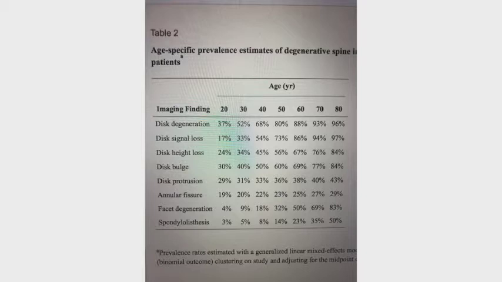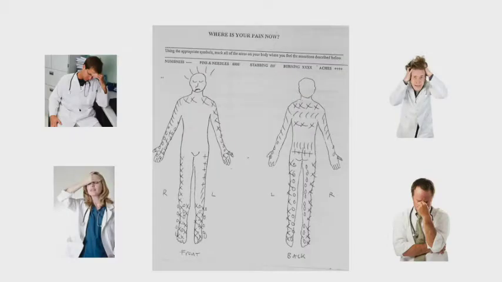This is age-specific prevalence of degenerative spine findings in asymptomatic patients. The best word is missing from the slide, I apologize. 50% of 30-year-olds, 80% of 50-year-olds have disc degeneration, signal loss, facet degeneration, disc protrusion, disc height loss. Look at these numbers. Asymptomatic patients. Just because you see findings on the study does not mean that we should be running off to the OR tomorrow.